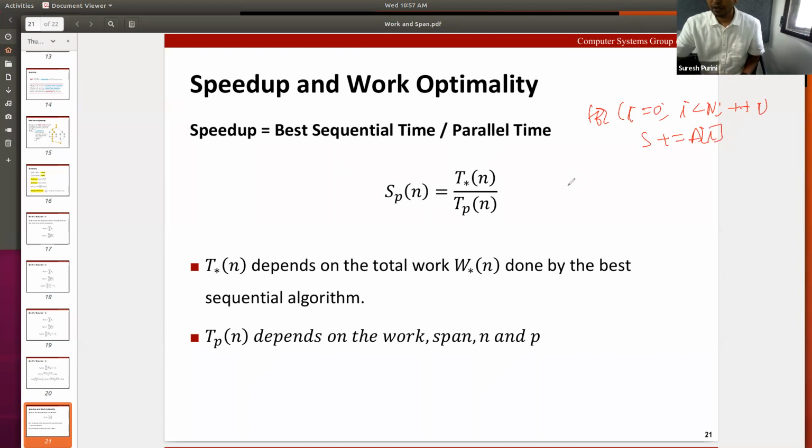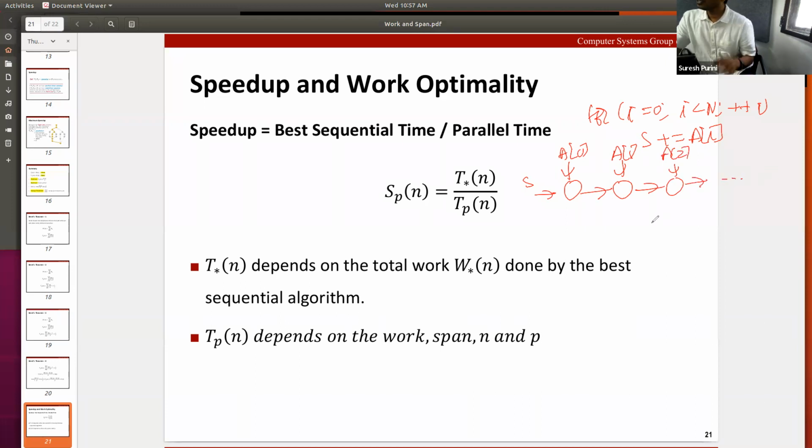And if you look at it, you have an addition operation here, s comes in here, and then you have a of 0, and then the sum goes again here. You have a of 1 here. These nodes represent addition operations, and a of 2, and so on and so forth. So if you look at this DAG structure, what is the span of this DAG? It's n, the span is n.